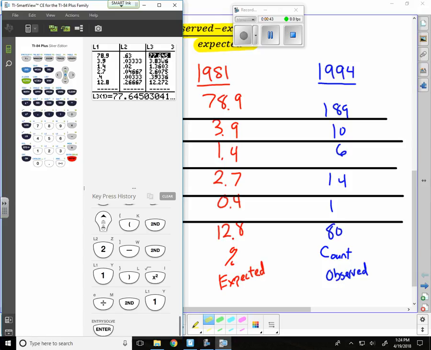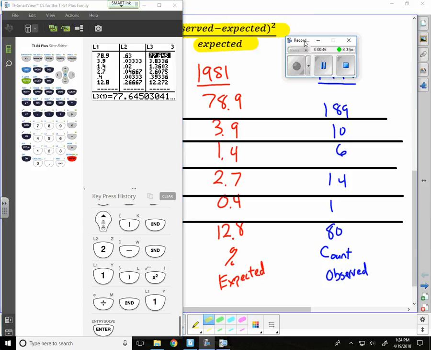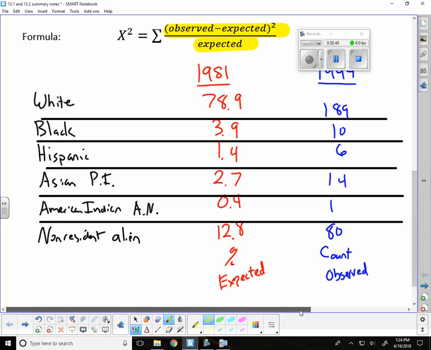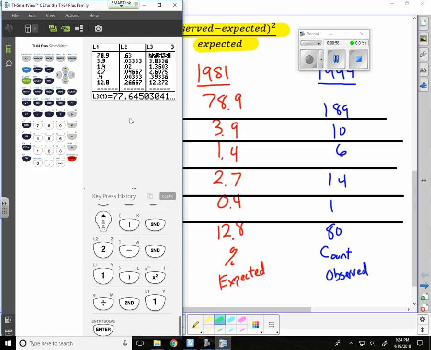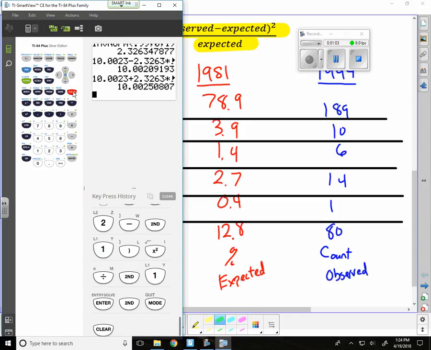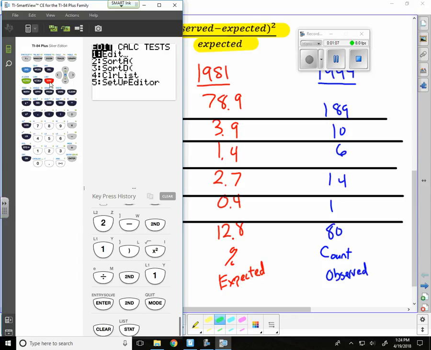And then for list 3, we did the formula of observed minus expected squared over the expected. So the last thing we need to remember is to then sum those things up. All right, so to do that, we're going to exit our list here and go to... we want to sum our list.